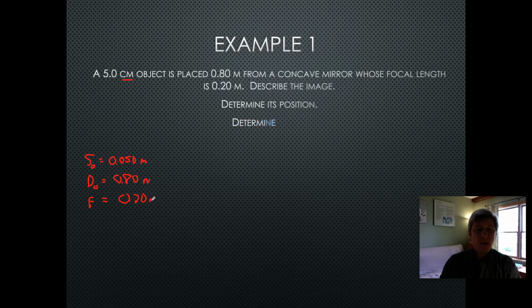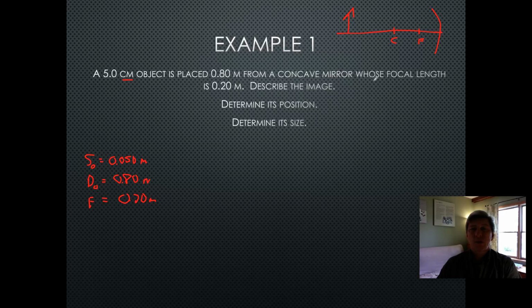meters. Now, based on what you remember from the lesson the other day, an object placed 0.80 meters from a concave mirror is more than twice the value of C, all right? If F is 0.20, then C is 0.40. And so in this case, we got a concave mirror. Here's our principal axis. If this is F and this is C, then my object is placed somewhere about here, okay?